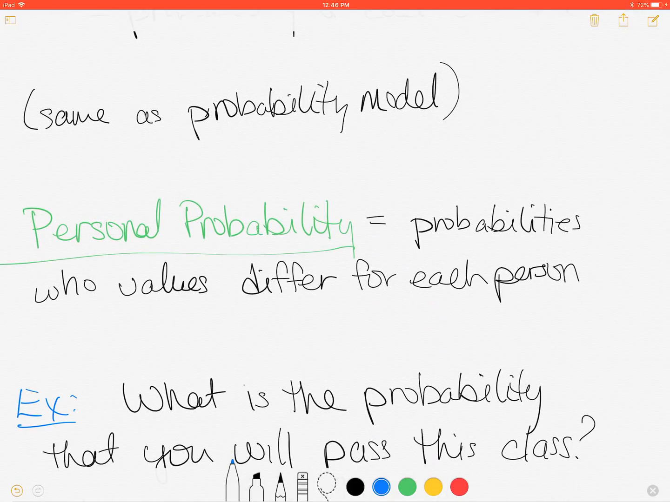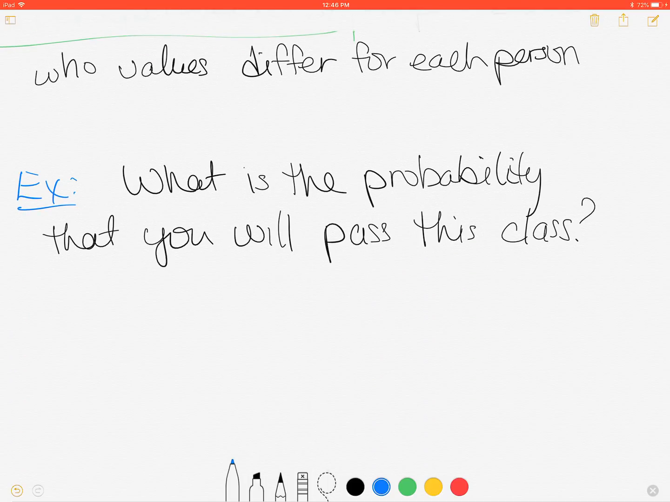And a last little definition, a personal probability is a probability whose value differs for each person. And let me give you just a quick example. What's the probability that you pass this class? I'm guessing that instinctively you made up a number just now. And you probably made up a different number than the other people who are going to watch this video. Some of you probably said 0. Some of you said 50%. And none of you are wrong necessarily. I don't necessarily think you're all right because you might not believe in yourselves. But just because you picked a different answer than someone else doesn't mean one of you is wrong.